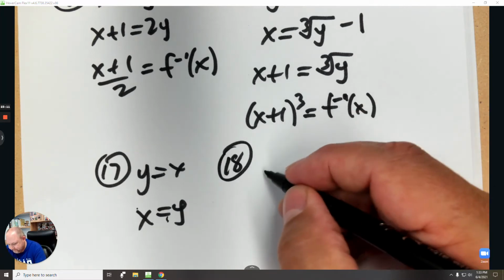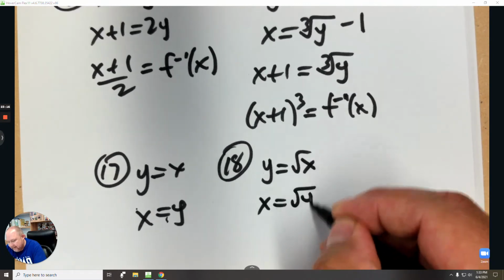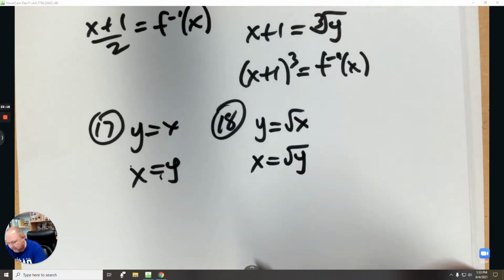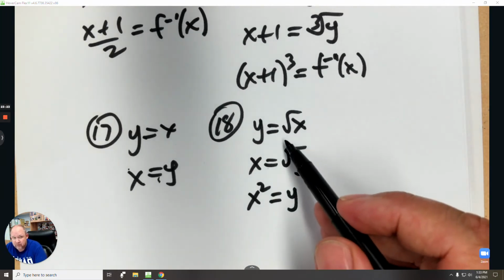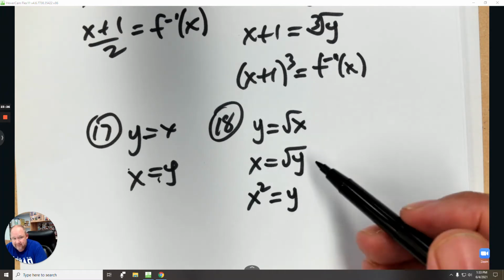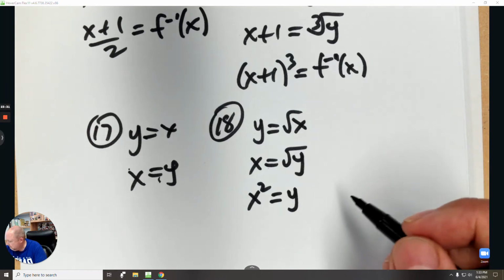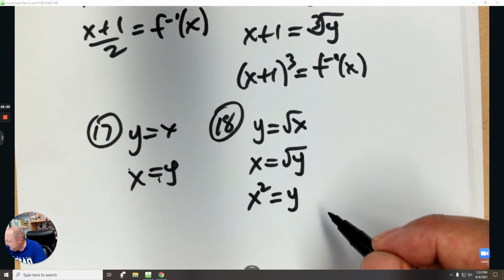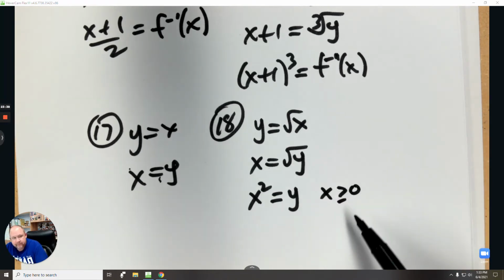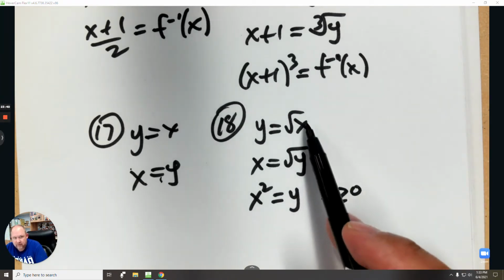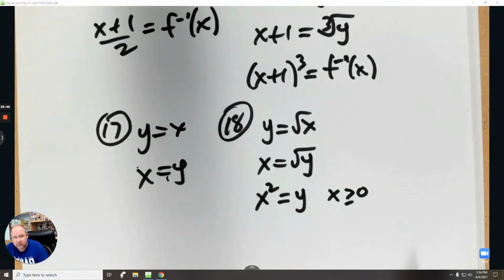Number 18, I'm going to write it first as y equals the square root of x. To inverse it, I inverse x and y. And then to get y by itself, I square to get y by itself. But there is a restriction here. So if I look at the beginning in terms of what's happening, the x and the y have to be greater than or equal to 0. So if I inverse it here, you can't have a negative number here, or the square root of a negative number is imaginary. So there is a restriction there.